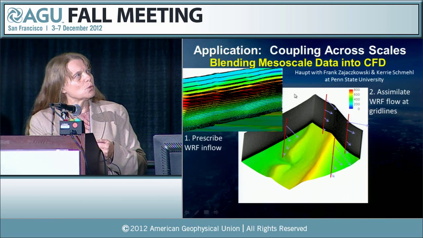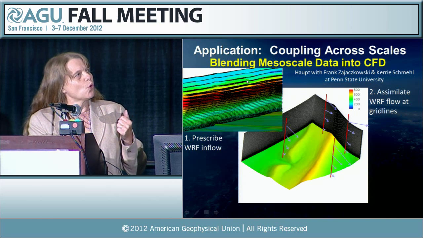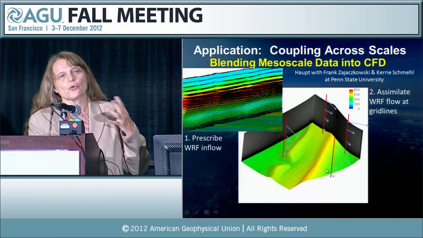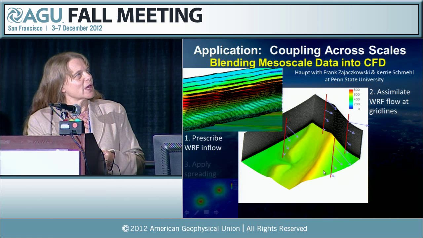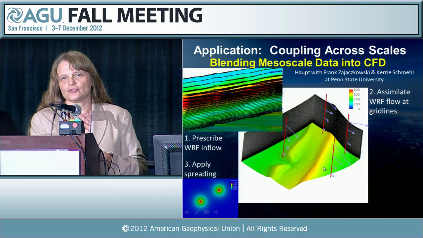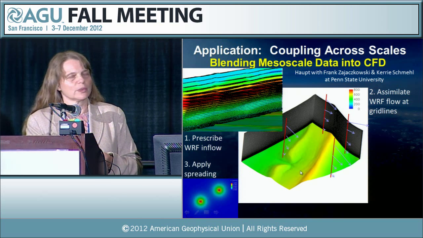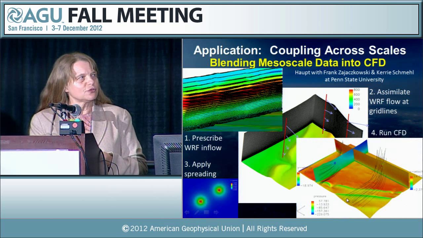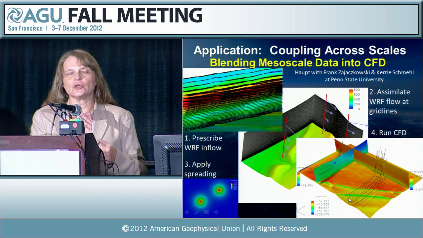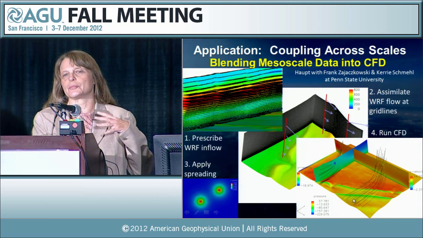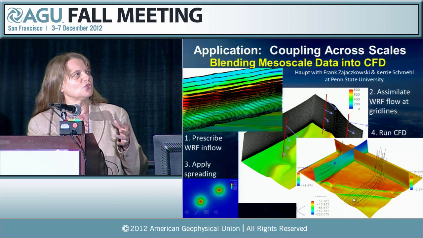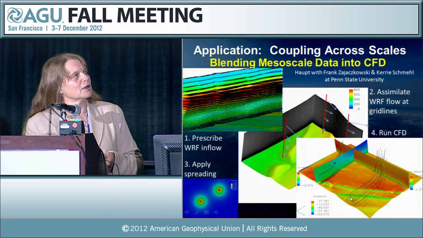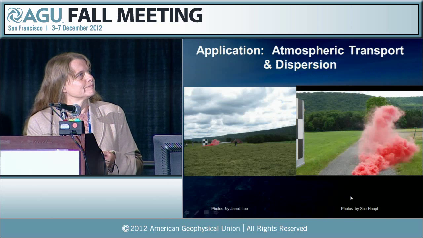But in addition, we want to assimilate the WRF data at the grid lines so that we can get the profile of the data. And we do that again, in this case, just for simplicity, using Newtonian relaxation, applying Cressman spreading. When we ran the CFD model, we found that the changes in the flow were persistent in time and space, and that we were able to assimilate these NWP data into the very fine scale model.